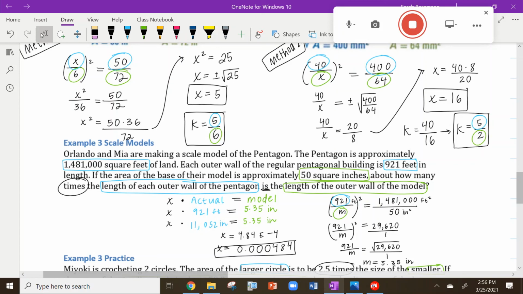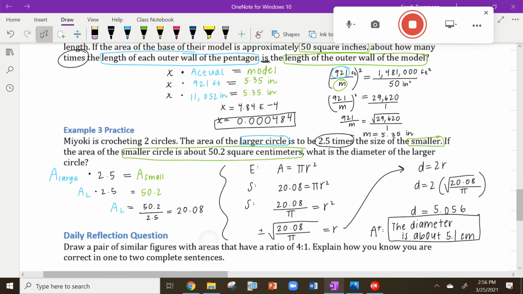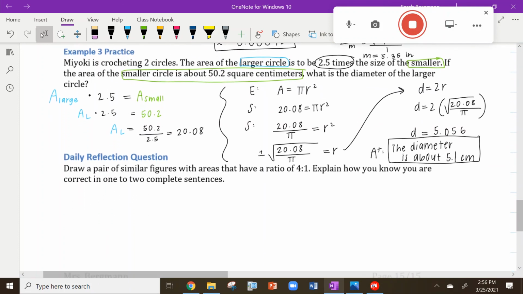Alright, I want you to try the practice problem below. I know this one's a little bit challenging, these scale model problems, but go ahead and give it a shot, see if you can do it. Here's the correct answer. See if you got it right.